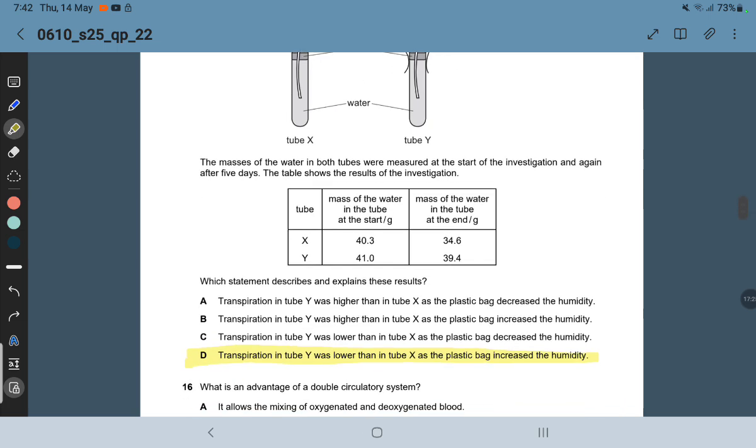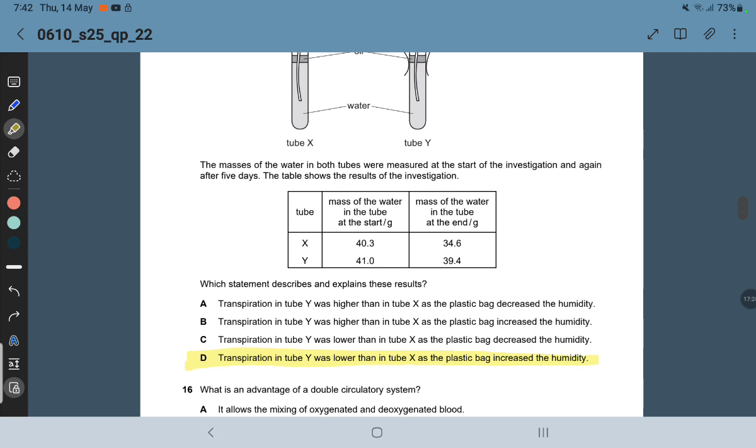Of course, we will say transpiration in tube Y was lower, because as you can see here, the mass of the water in the test tube at the start was 41.0, and the mass of the water in the tube at the end was higher than X, meaning that less water was lost, so the mass was less affected. So Y had a lower rate of transpiration. Basically, A and B are wrong.